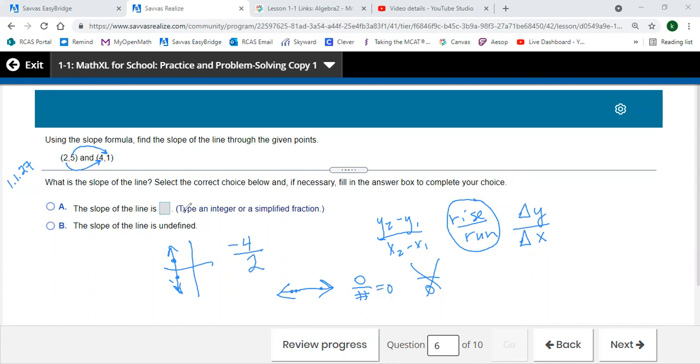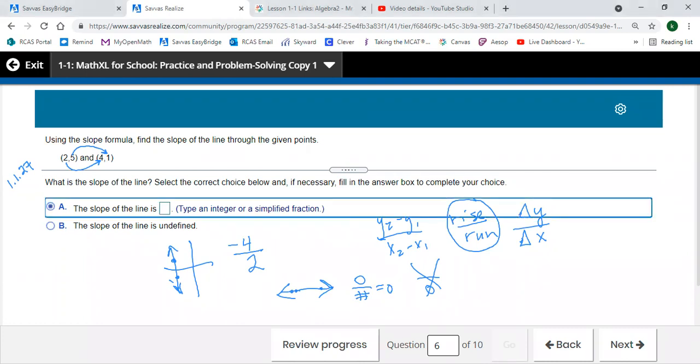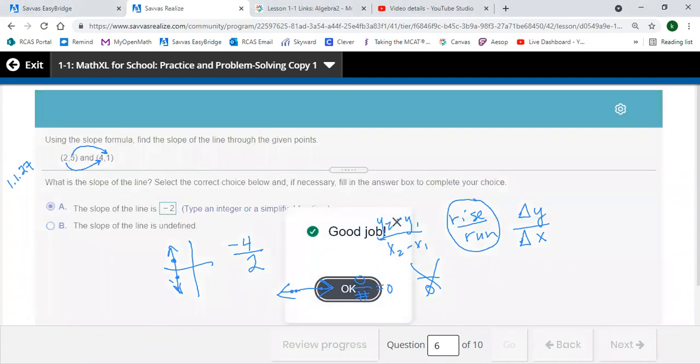All right, so on our problem though, we're with a slope because of this rise. 5 down to 1 was a -4, and run 2 to 4 was a 2. -4 over 2, that would be a slope of -2. And that's all you have on that problem.